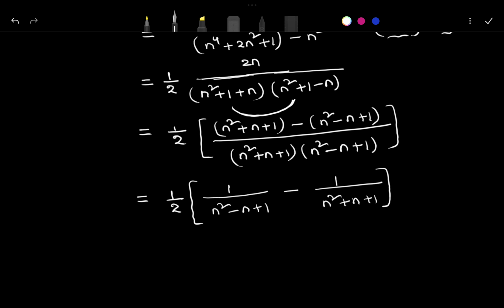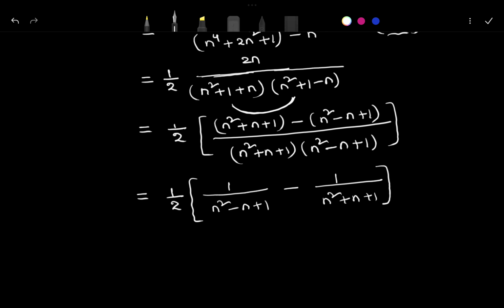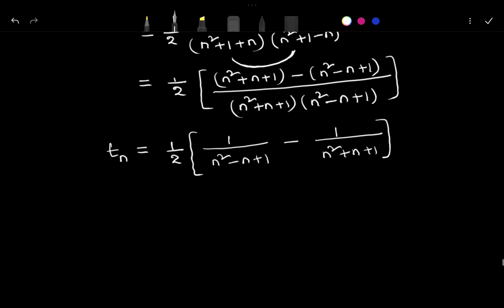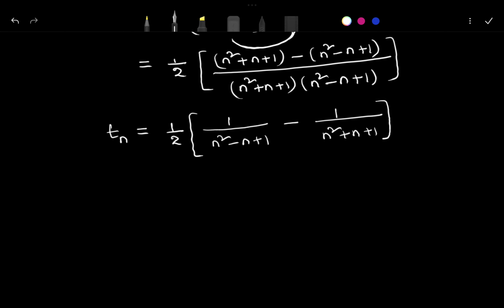Already in the previous videos we discussed how to find the sum of n terms. This is what the Tn value is. To find the sum of the n terms, you take sigma of this. Therefore sigma Tn is equal to, here you write n from 1 to n.